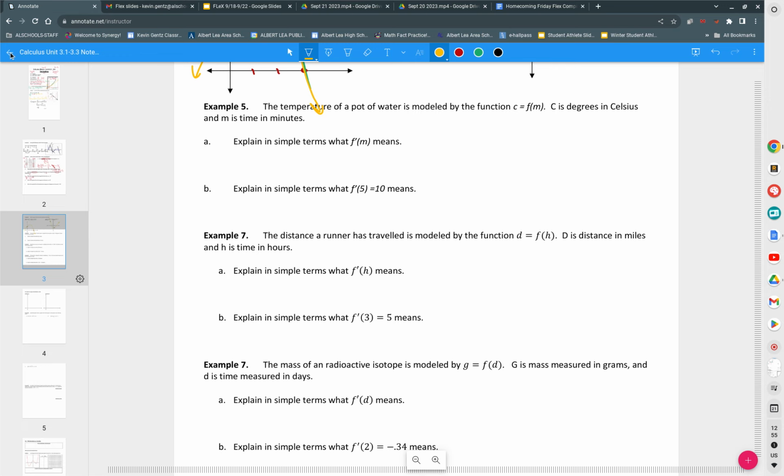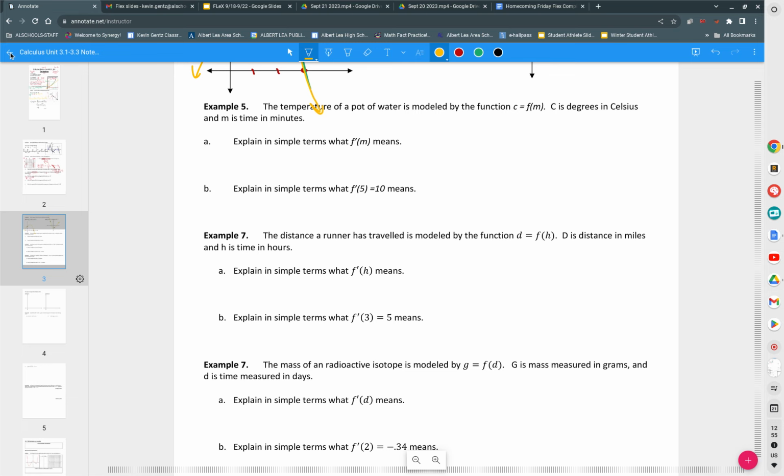Okay. Temperature of a pot of water is modeled by this. So we're going to say that the temperature in Celsius is a function of the number of minutes. What do you think happens to the temperature as the number of minutes changes? It probably gets hotter. We're trying to boil the water, right? So this just means that the temperature in Celsius is a function of minutes. Minutes is our input, Celsius is our output, okay?